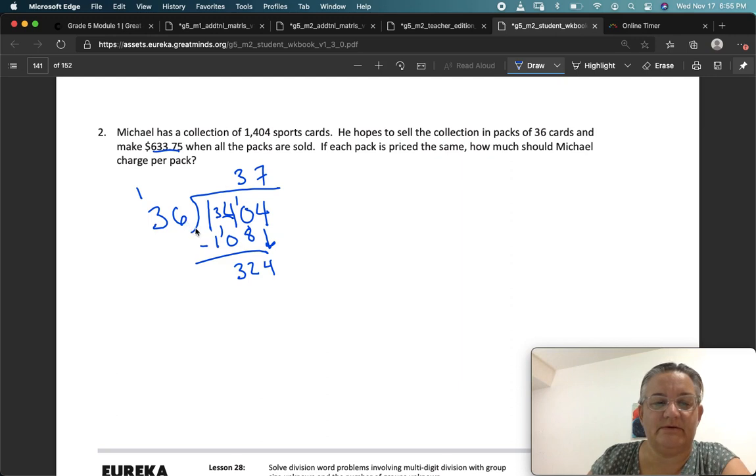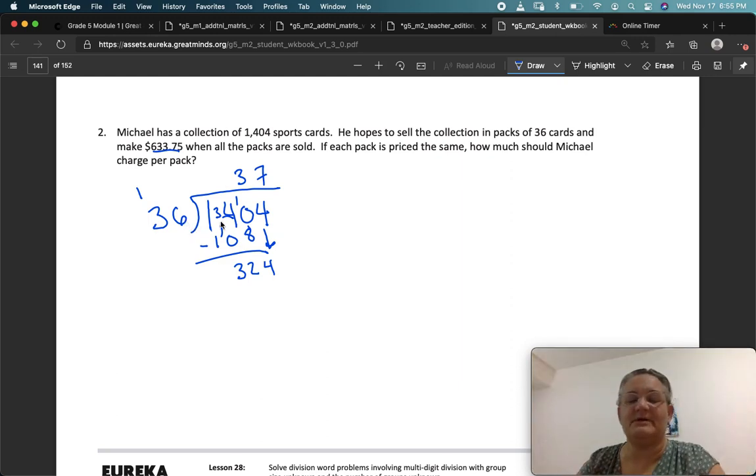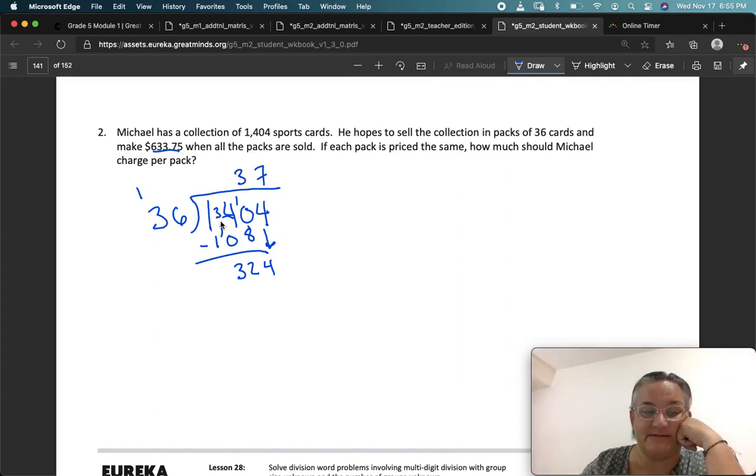Let's see. If there were 30, it would be 30, 60, 90, 120, 140, 160. If it were 40, 4 would go into 32 8 times. So let's try 7, okay?